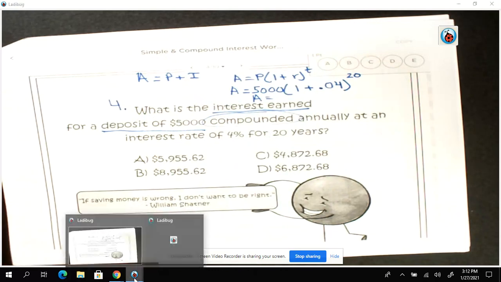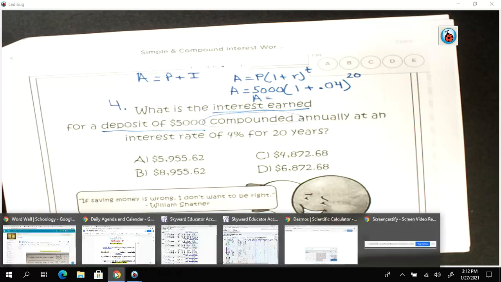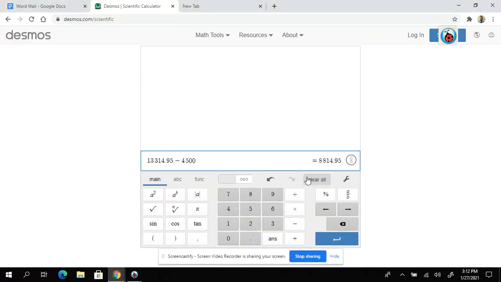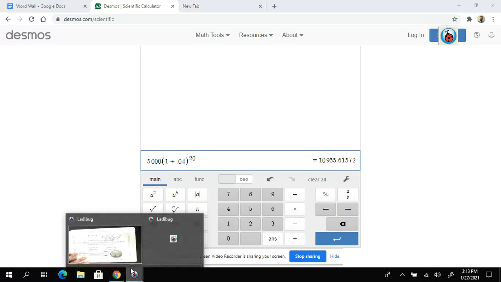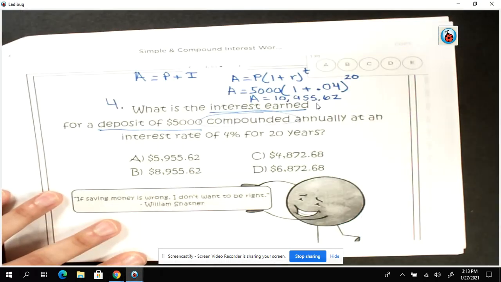Let's go to Desmos. All right, 5,000. Open parentheses, 1 plus 0.04. Close parentheses to the power of 20, right? Yeah, 20. We get 10,955.62. So A equals 10,955.62. That's what it rounds to. Okay, so I have it right here, 10,955.62. Okay, now that's principal and interest.